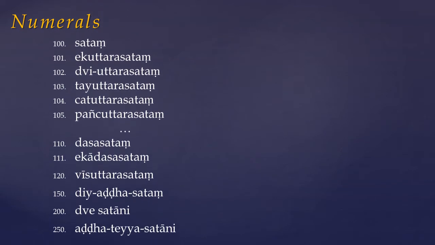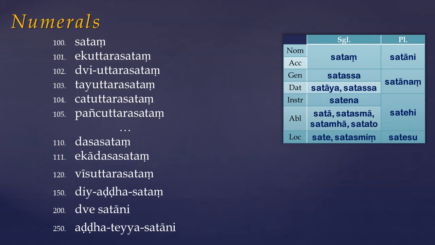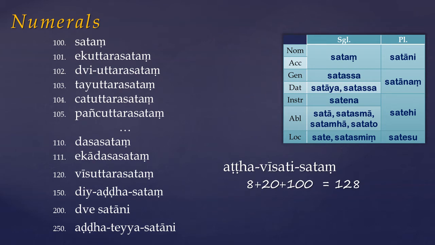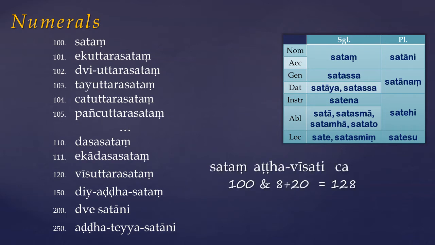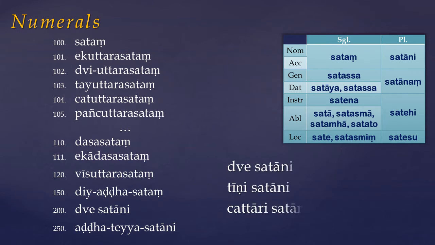The numbers 100 and 1000 were also discussed in Lesson 17. The formation of numerals above 100 is somewhat variable. They can be either compounded, with generally the smaller number first and the larger number at the end, so 8, 20 and 100 makes 128, or written using the word and, where it's generally the larger number which is written separately. And the numbers 200 and above are often written as separate words.